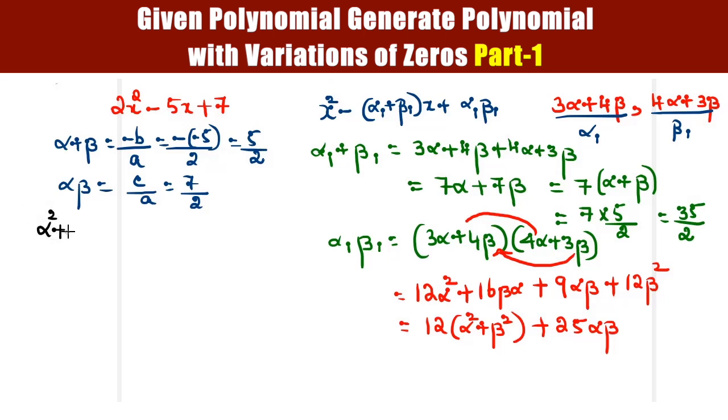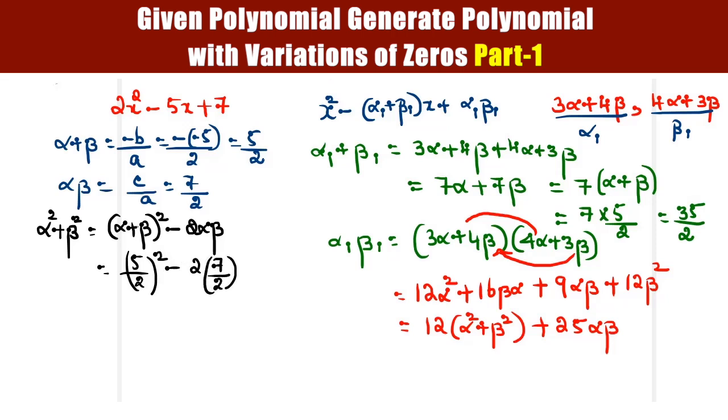So, what is alpha square plus beta square? From the previous episodes, we should know this as alpha plus beta the whole square minus 2 alpha beta. So this means alpha plus beta is 5 by 2 the whole squared minus 2 into alpha beta, which is 7 by 2. Strike away the 2's. So this is 25 by 4 minus 7. After taking LCM, the value is 25 minus 28 by 4, which is minus 3 by 4. So now I'm going to substitute the value of minus 3 by 4 there.